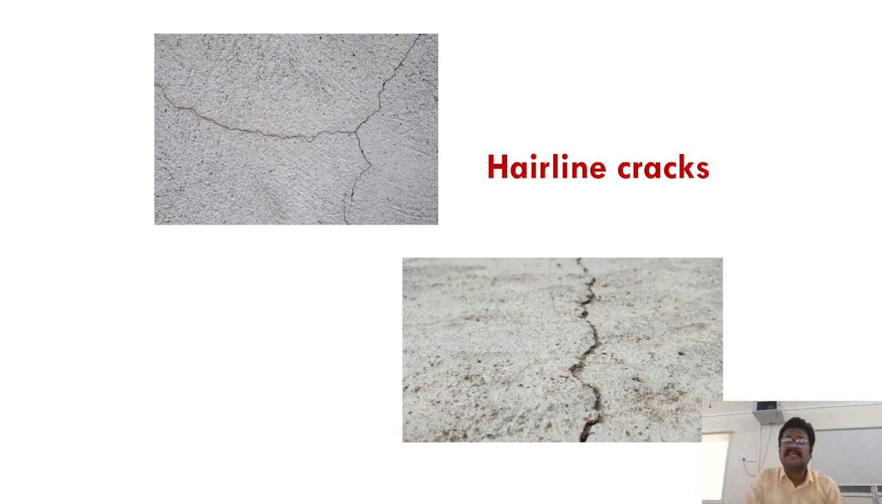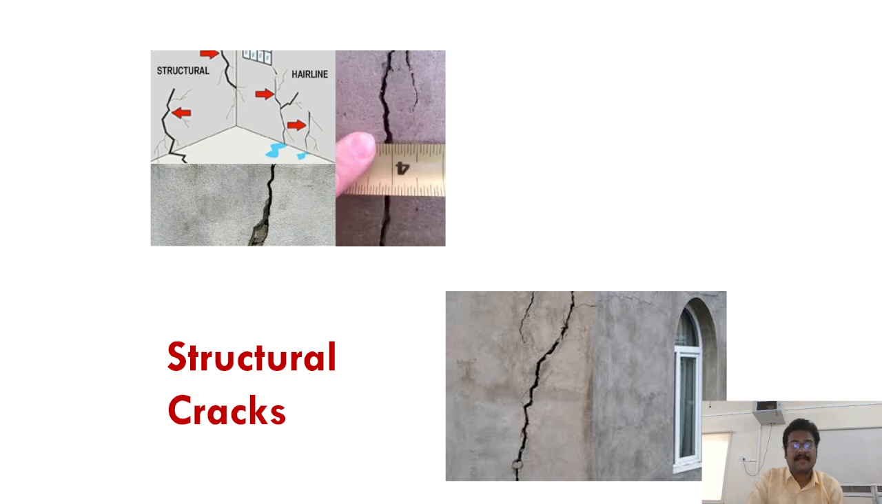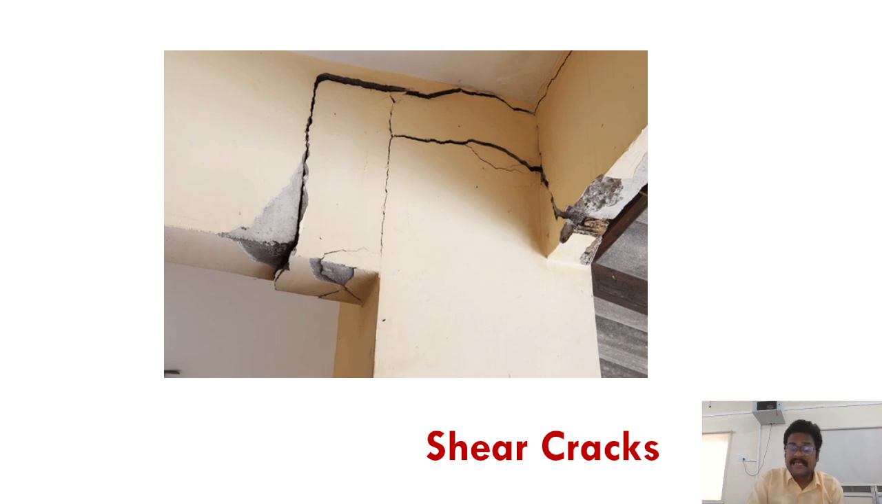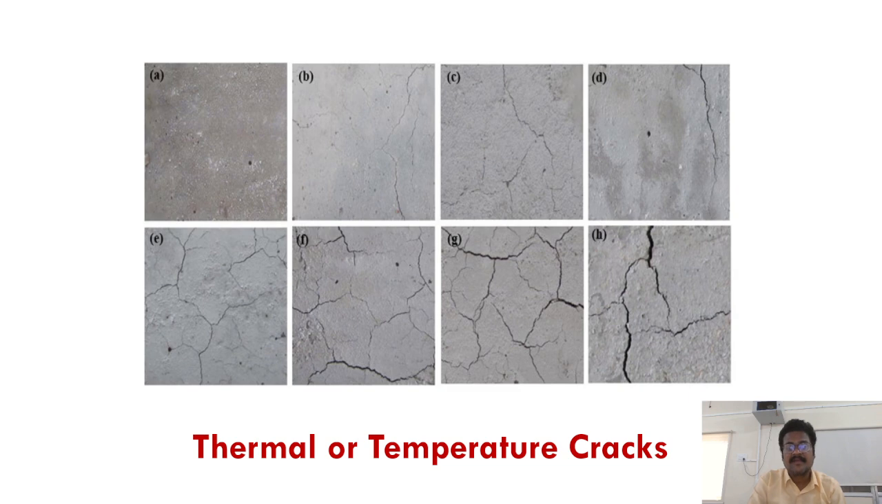These are the pictorial representations of hairline cracks. I hope that you have all witnessed this kind of hairline crack in your buildings, in our locality. These are the structural cracks. See, the difference between hairline cracks and structural cracks is that structural cracks are comparatively bigger. Shear cracks, I already explained. This kind of crack happens near the beam or near the column. It's a very dangerous one. These are the representations of temperature cracks.